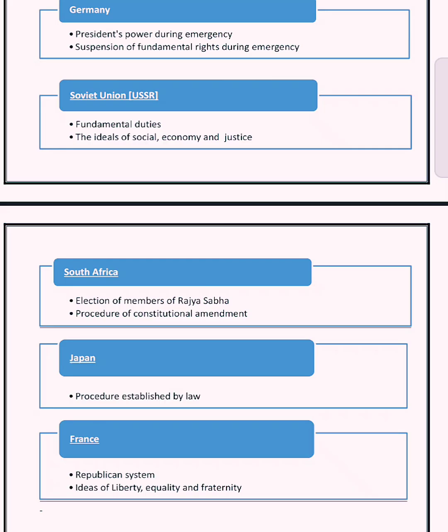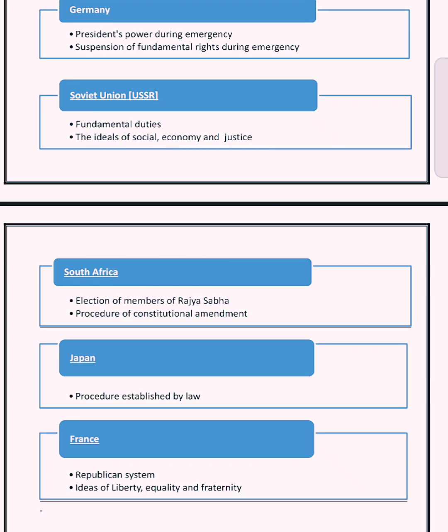The next source of the Indian constitution is considered to be the Constitution of the Soviet Union, and from there we had taken the provisions like fundamental duties and the idea of social, economic plus political justice.